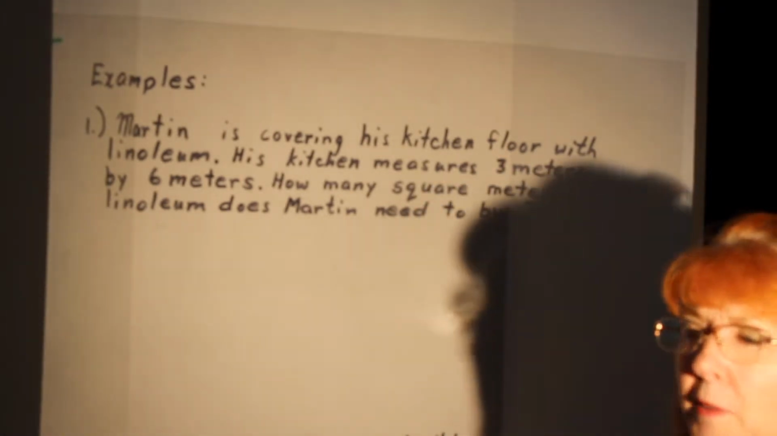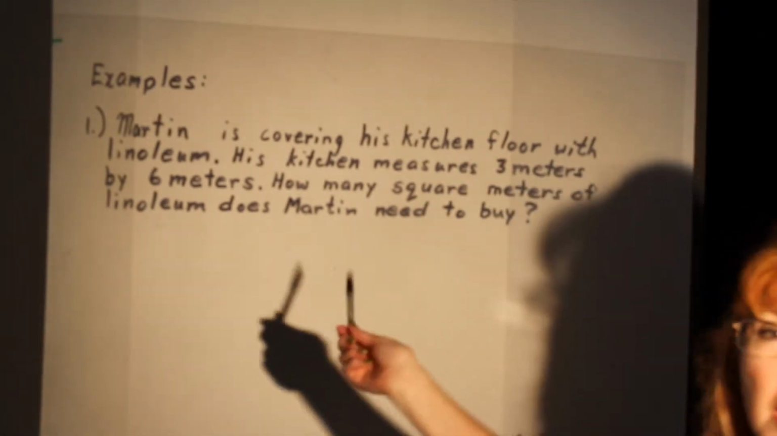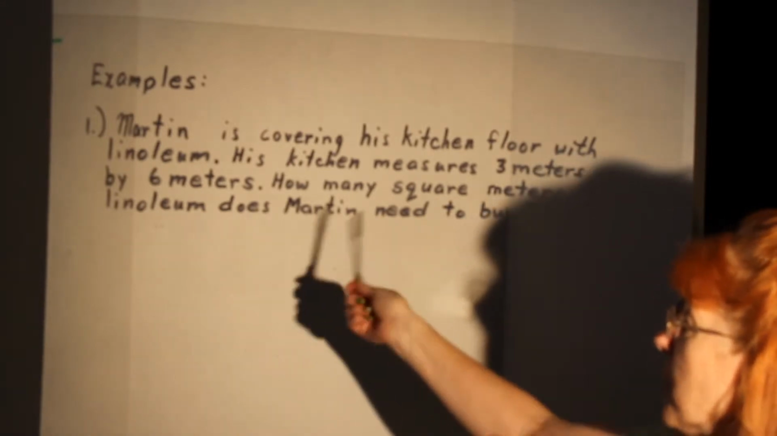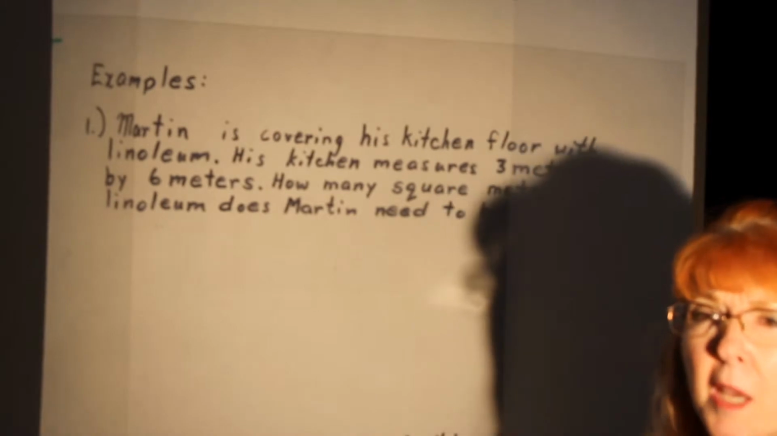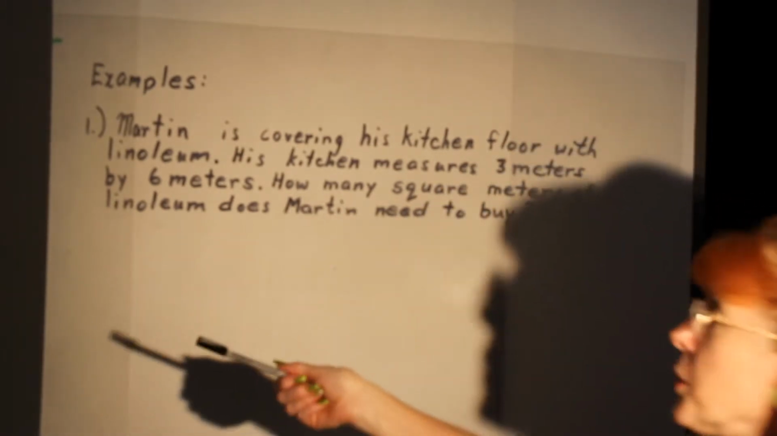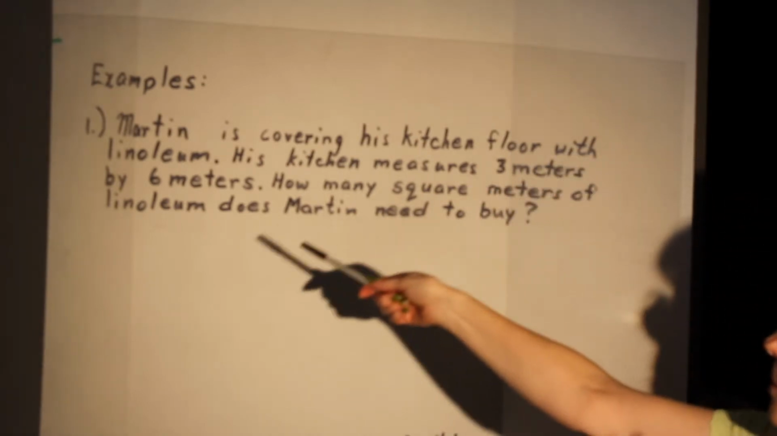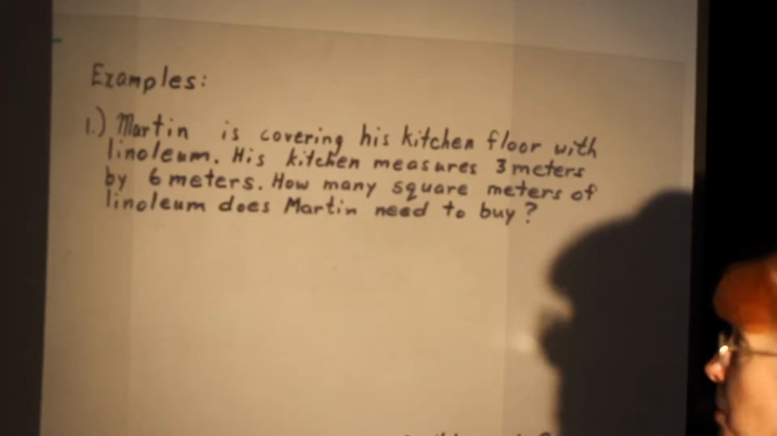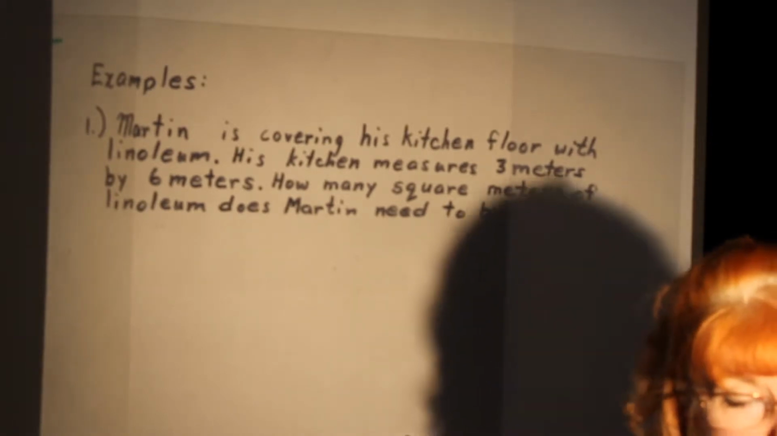And this is where math becomes universal. It doesn't matter whether you talk meters or feet or yards, miles, whatever it is. The mathematics is still going to be the same. You're just using a different unit of measure. In this case, it's metric, so we're doing a 3 meter kitchen by a 6 meter kitchen. So how many square meters of linoleum does Martin need to buy?